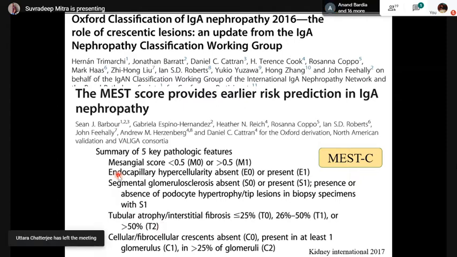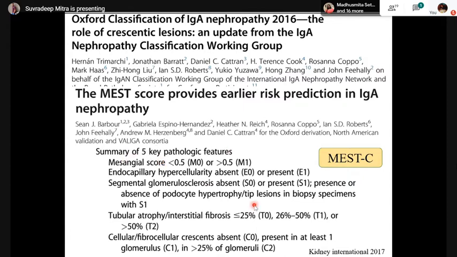Now, endocapillary hypercellularity is not really predictive of disease progression, but it has been seen that if you have endocapillary hypercellularity, those diseases respond nicely with immunosuppression, especially steroids. So this is also a predictive marker of IgA nephropathy. So this is the MEST.